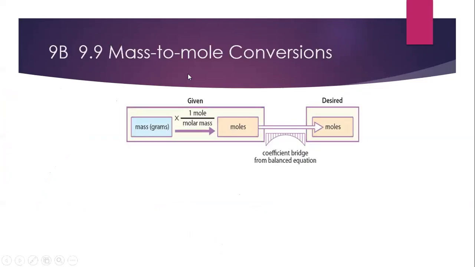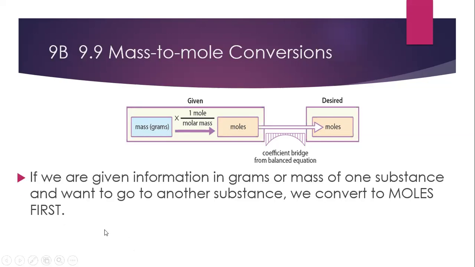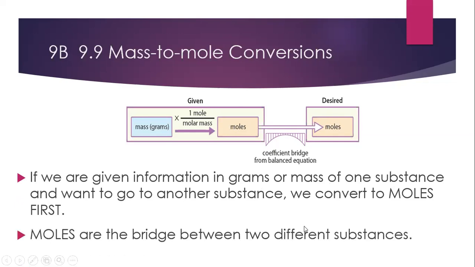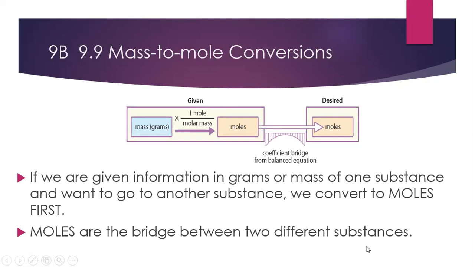Now this one shows mass to moles, and we're going to cross over that bridge again. So they're adding this extra step. We could start in moles, or start in mass or end in mass, but the moles are still that bridge in between. If we are given information in grams, or mass, of one substance and want to go to another substance, we always have to convert to moles first before we can cross over this bridge. Moles are the bridge between 2 different substances.